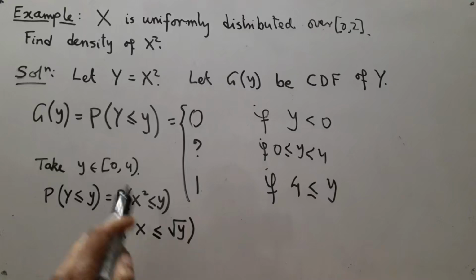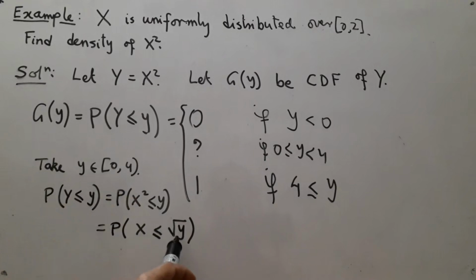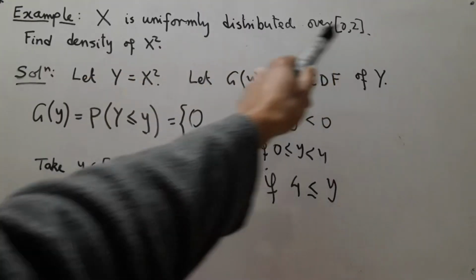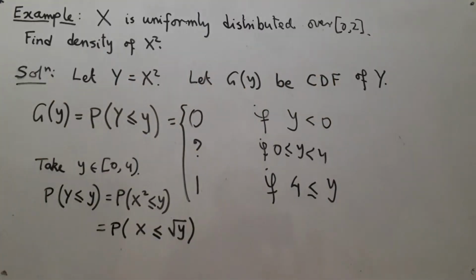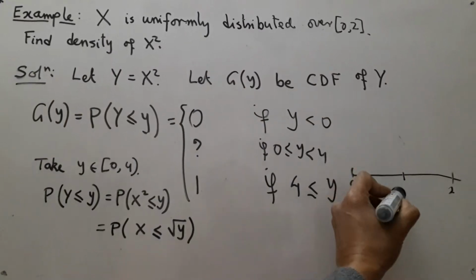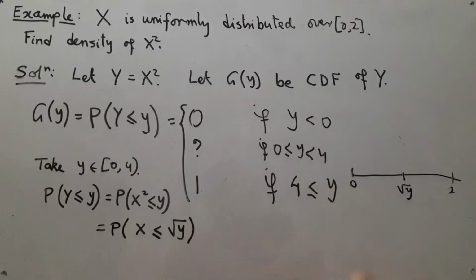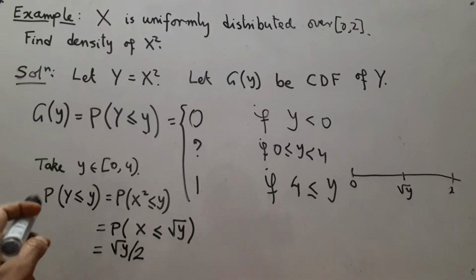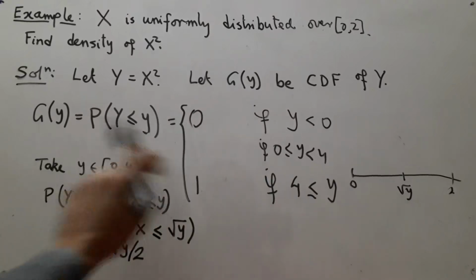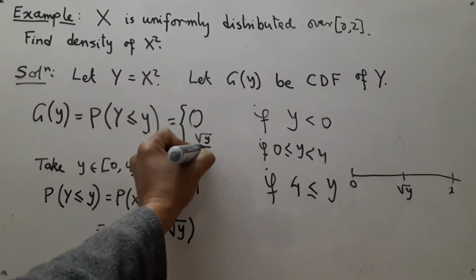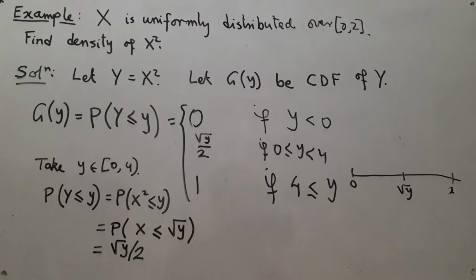So I have this. Now, y lies between 0 and 4, so the square root of y, the positive square root of y, lies between 0 and 2. So I know that x is uniformly distributed from 0 to 2, and I am interested in the probability that it lies to the left of root y. What I'll do is, I will take the length of this, divide it by the total length, and that will give me root y by 2. So I have worked out what I should write here. It should be root y by 2. So I have obtained the CDF of y.